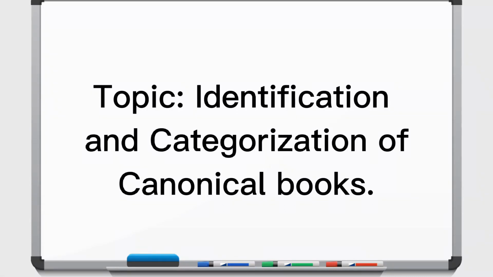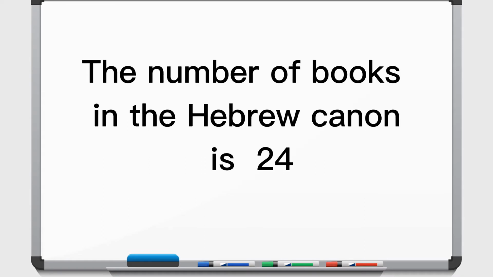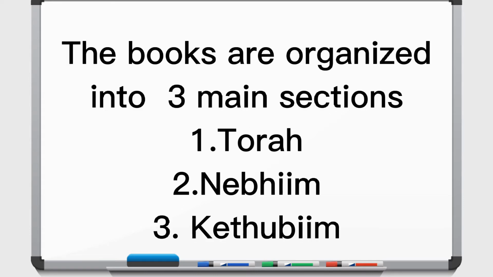Testament. So we want to identify and categorize these canonical books. The Hebrew canon actually contains 24 books, and the books are organized into 3 main sections. I'm saying the Old Testament contains 24 books, right?